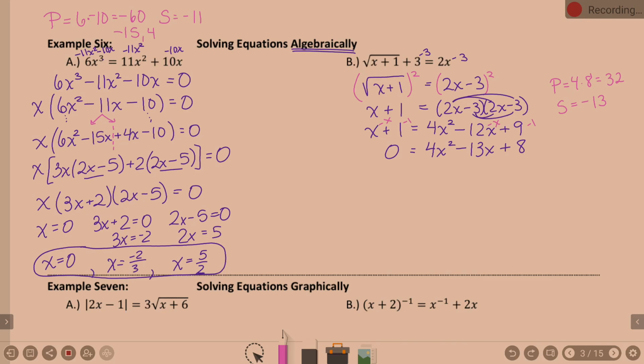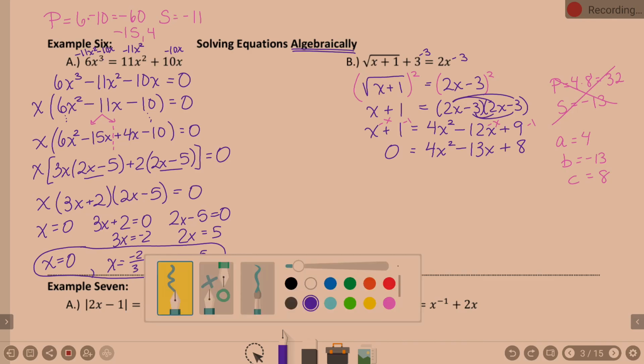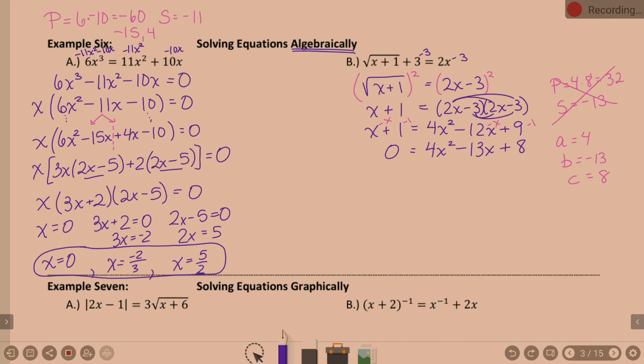when product of AC fails, or when factoring fails, the quadratic formula is often our go-to method. So instead, we want to talk about our ABC values, right? So A is 4, B is negative 13, and C is 8. I think some of you had that figured out. You were just hoping you were overlooking something, weren't you? Okay, quadratic formula. Here we go.